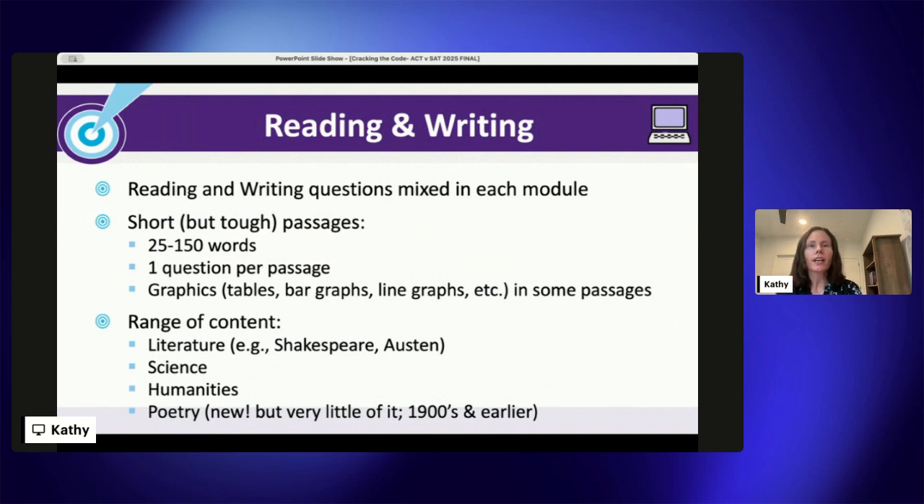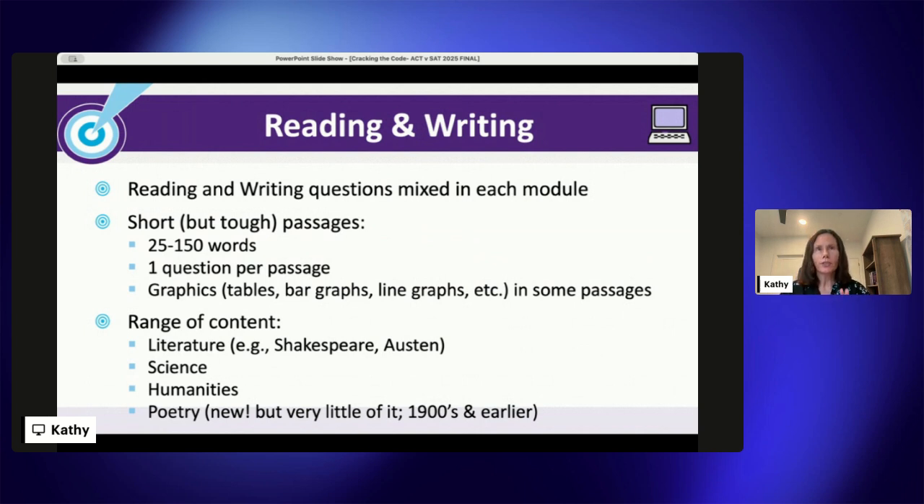So just to be aware that gone are those long reading passages with multiple questions for each passage. Now the SAT has, for the reading, 1 short passage and 1 question per passage. And the same is true with the writing-based questions. You can also see some visual text in some of these passages. And there's a good array of content. I can see some literature, I may see some poetry, I might see some science, some humanities.